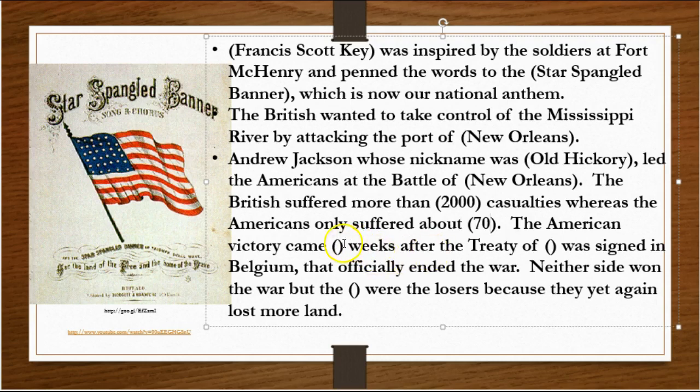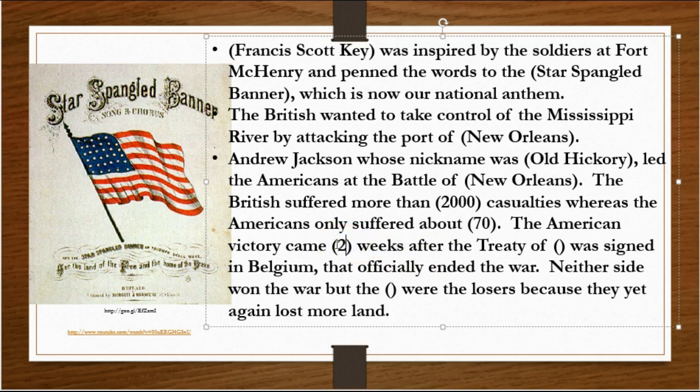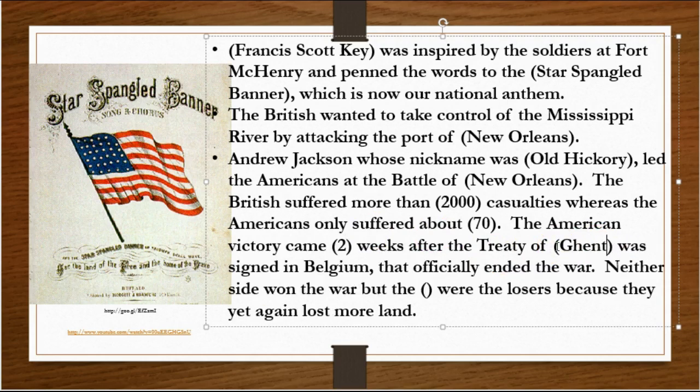However, that victory came 2 weeks after the Treaty of Ghent was signed. The Treaty of Ghent is the treaty that ended the war. It was signed in Belgium, and that officially ended the war. Now, you may be asking yourself, why did they fight a battle 2 weeks after the treaty was signed?